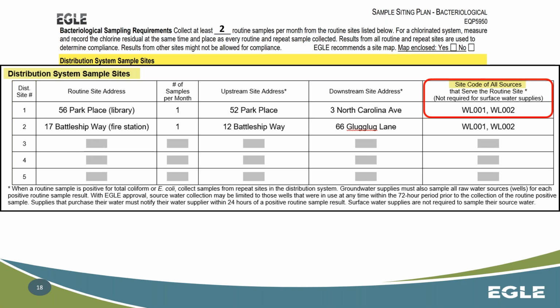But Brittany, what if I don't own any wells? Well, John, if your supply purchases groundwater from another supply, that supply's well site code should go here. However, if you don't know your water supplier's well codes, don't worry, we'll talk more about that later. If your supply purchases surface water or is a surface water system, put NA in this column or surface water because groundwater sampling does not apply.